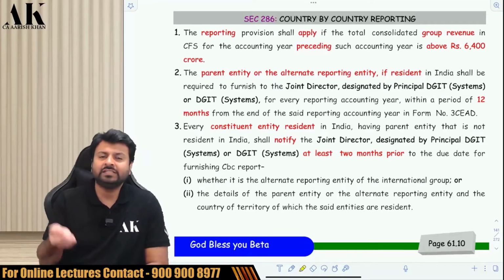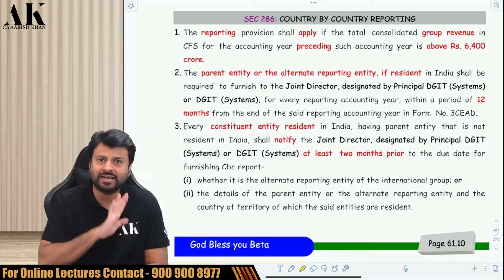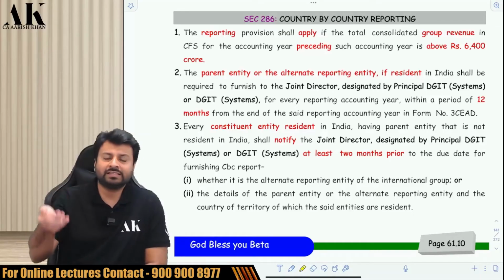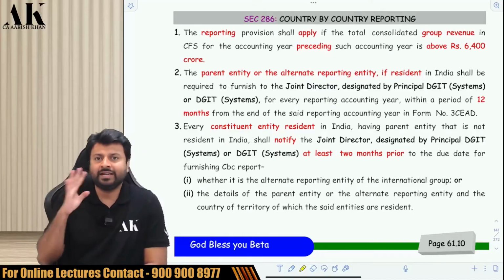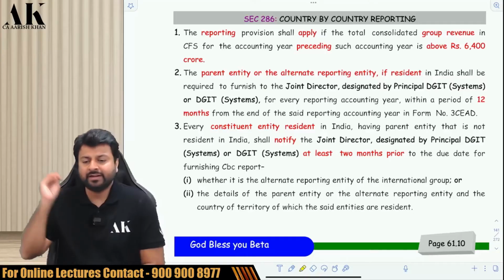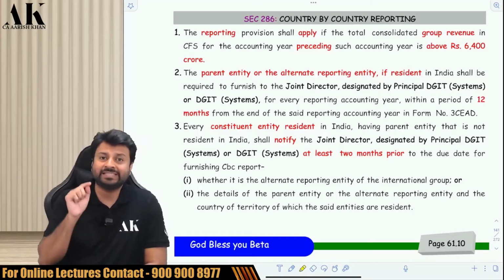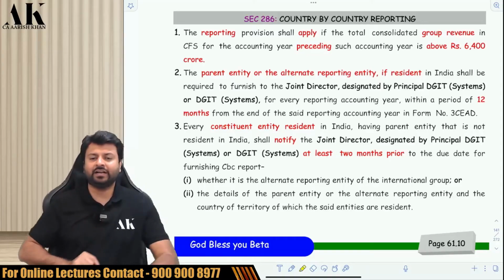And where will you file? You will file in the country in which your parent company is resident. Suppose the parent company of Reliance is resident in India, so Reliance will file in India. For Sony, it is in Japan, so Sony will file in Japan. For Apple, it is in the US, so Apple will file in the US. So wherever your ultimate parent company is resident, in that country you will file the country by country reporting.